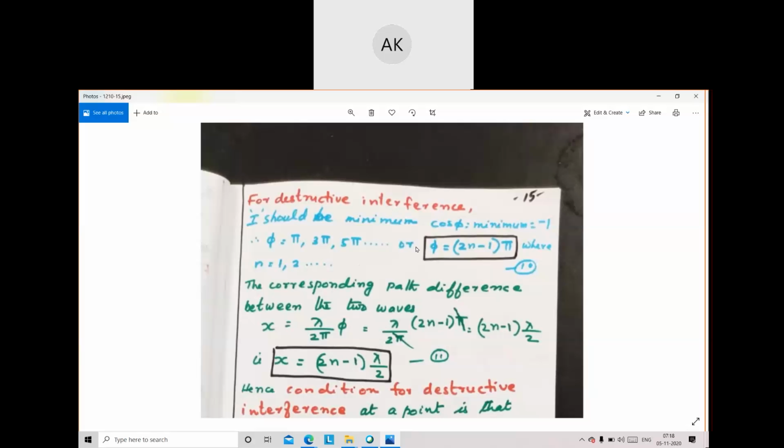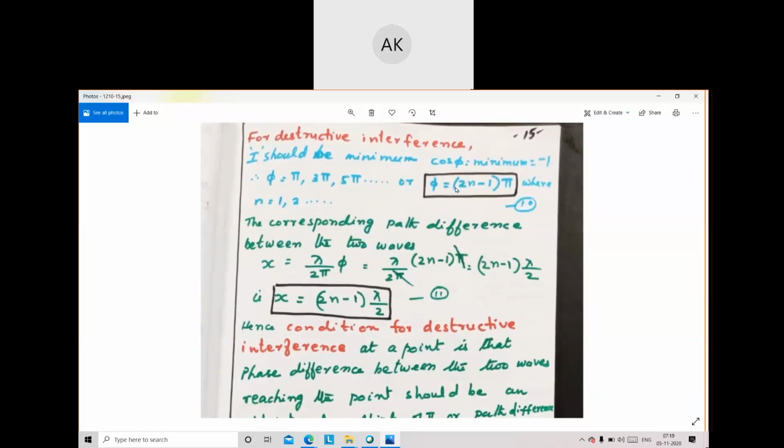If it is an even integral multiple of pi, it is constructive interference. If it is an odd integral multiple of pi, it is destructive interference. Now the corresponding path difference: the relation connecting path difference and phase difference. Yesterday we got this x as path difference and phi as phase difference. The connecting relation is x equal to lambda by 2 pi into phi.